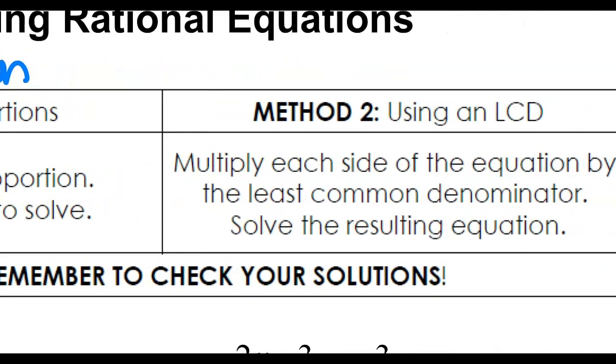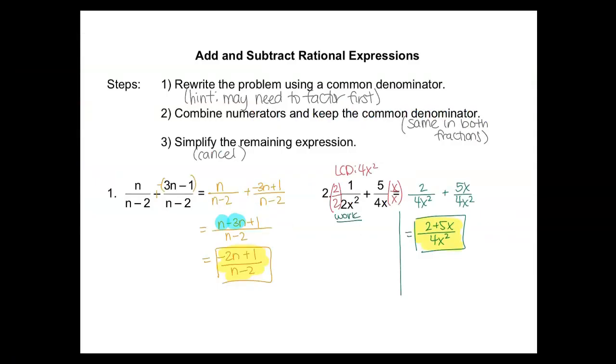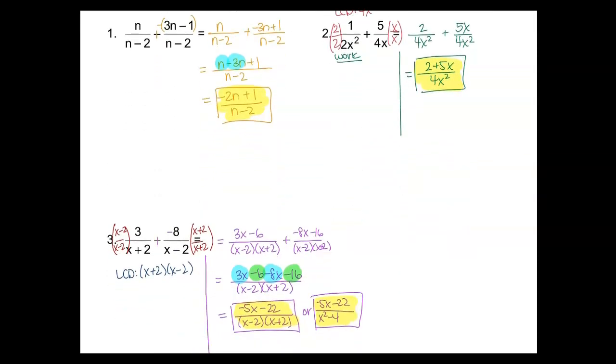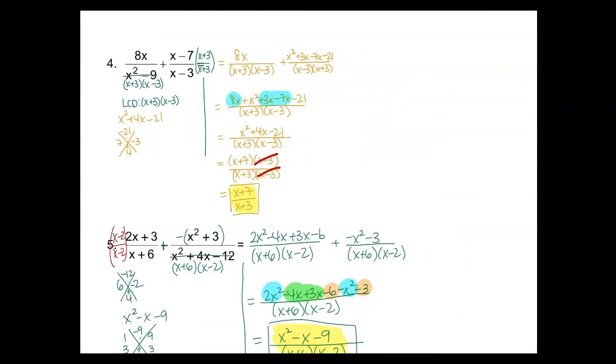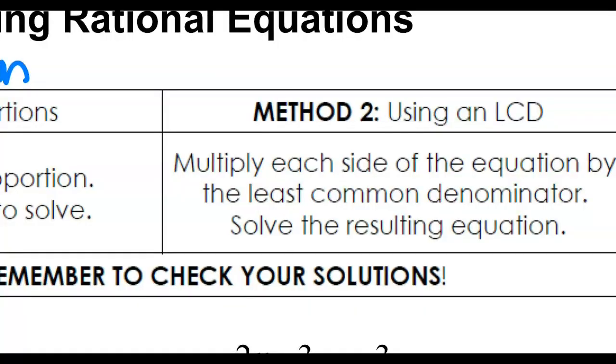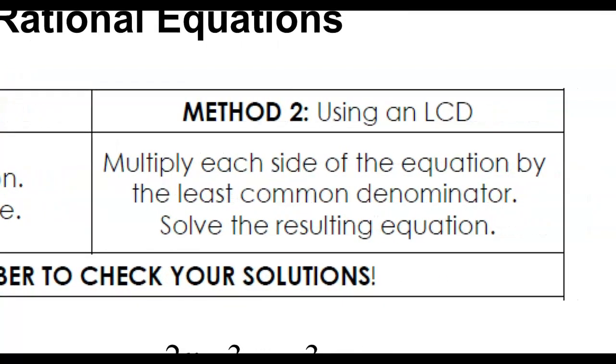The next method is using a least common denominator. This should sound very familiar because we just did that on this page for adding and subtracting rational expressions and complex fractions. We did all of that for finding a least common denominator. The same processes will help us with finding our answers. When you're using a least common denominator, you multiply each side of your equation by that least common denominator and then solve.